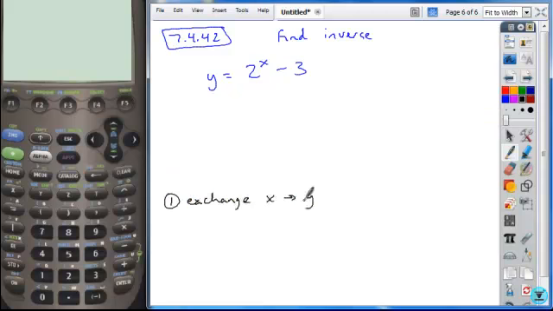exchange the x and the y. So there's our first step. We just replace the x with a y and y with an x. Okay, step 2. This is an optional step.